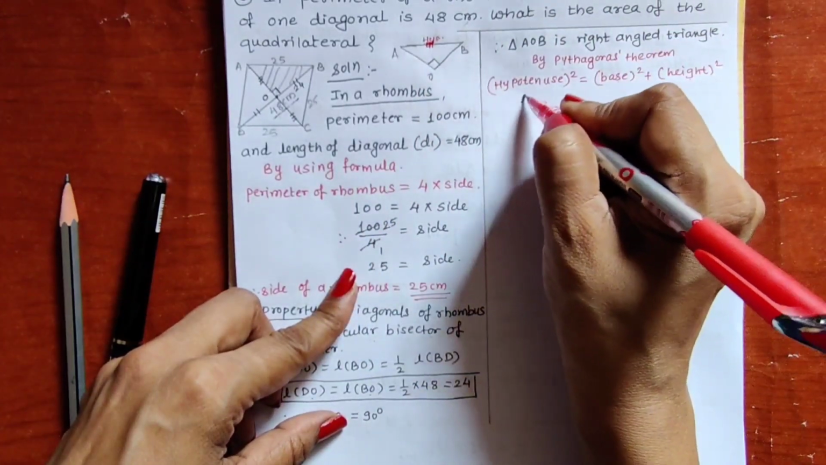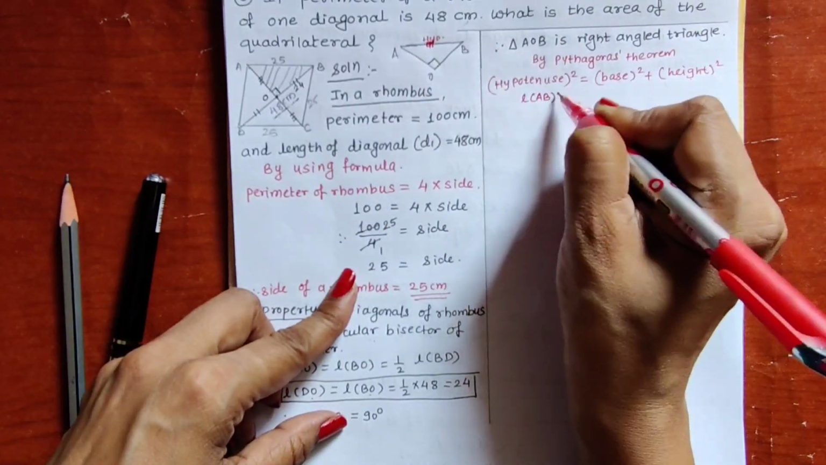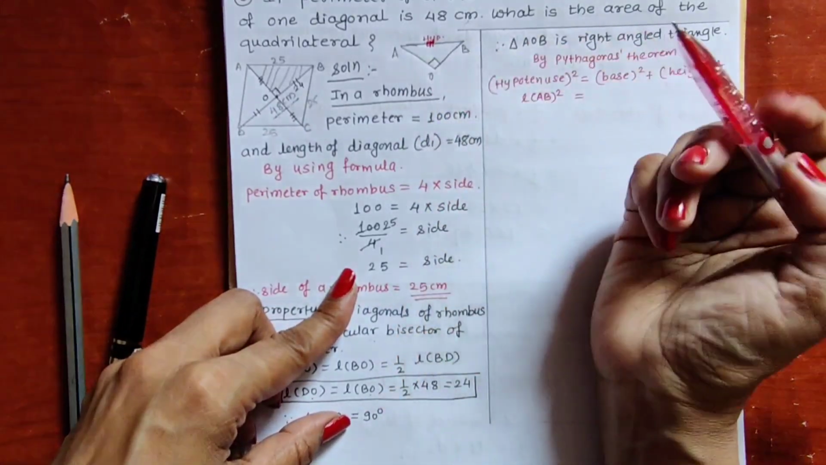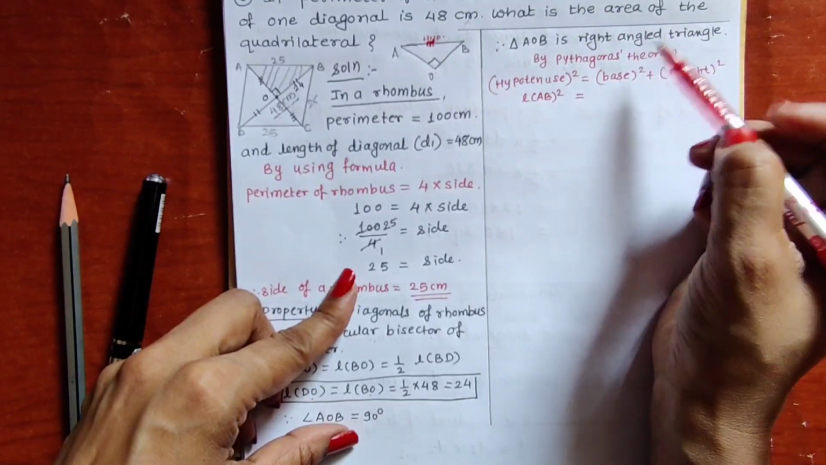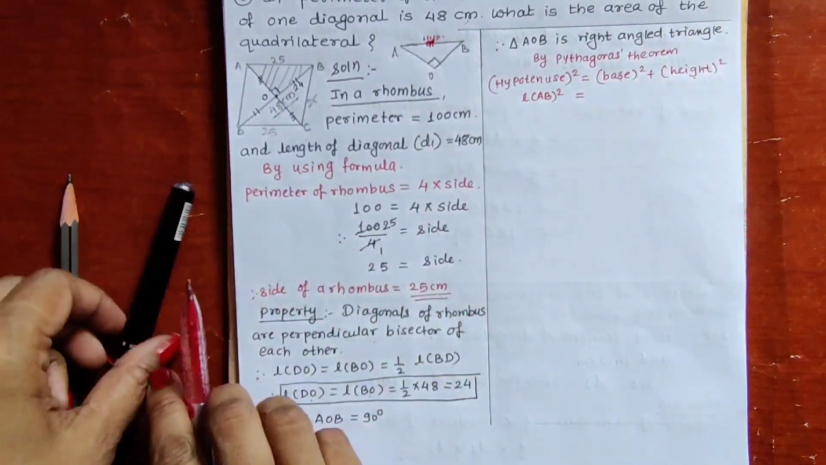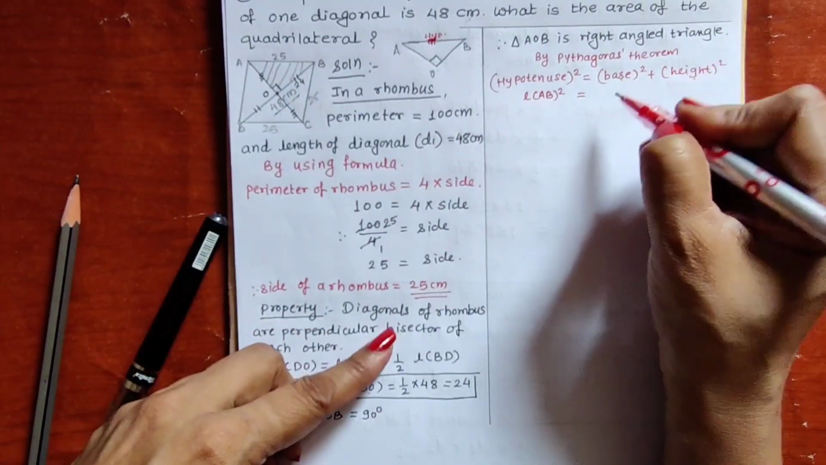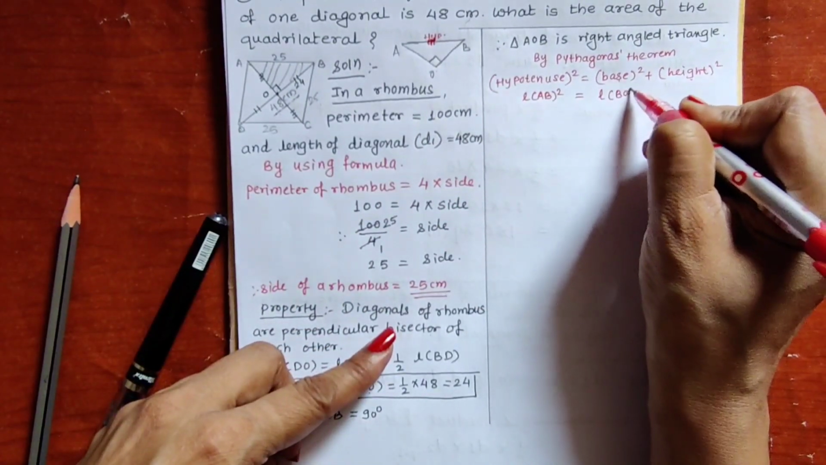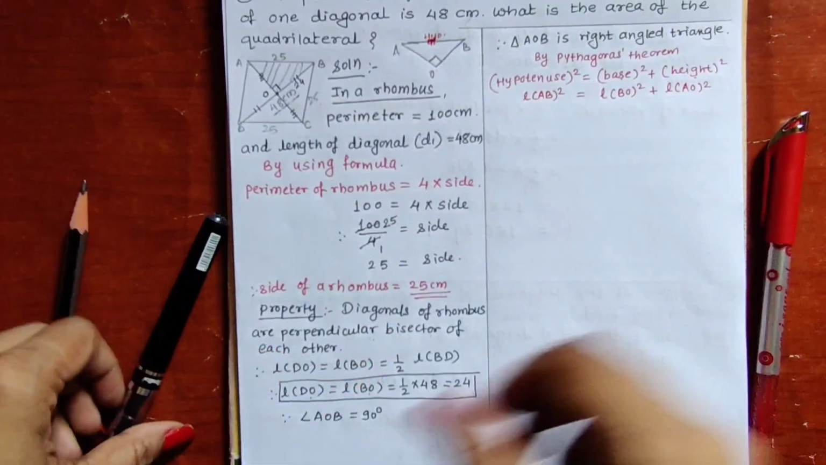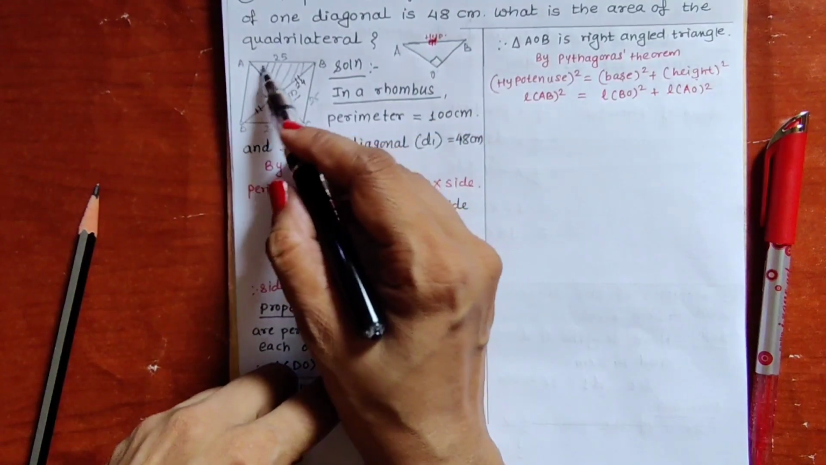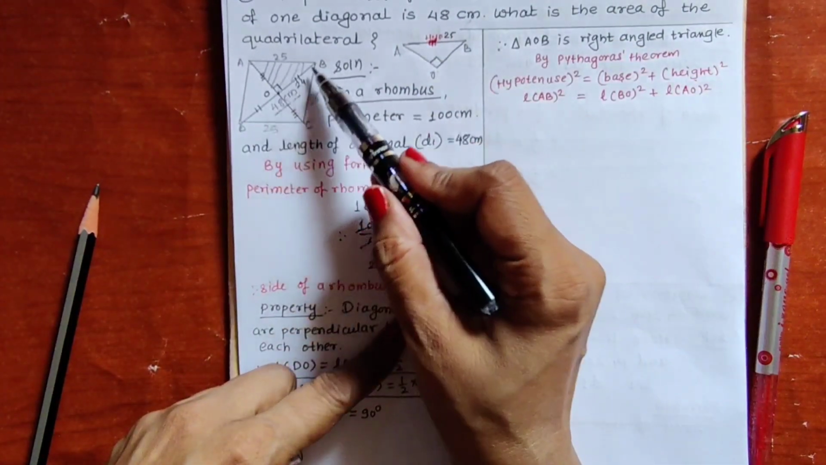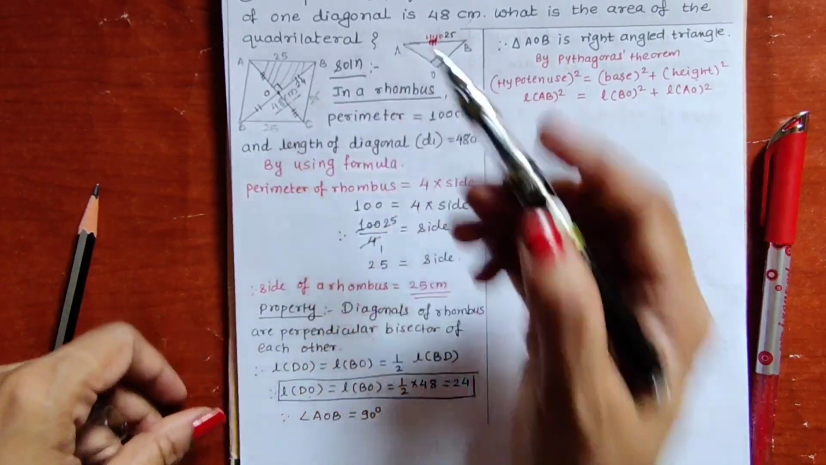So length AB square is equal to base square plus height square. One side can be taken as base and the other side can be taken as height. Otherwise you can write one side square plus other side square also. It is one and the same thing. So I can take BO as base and AO as height. Now we will be substituting the values. AB is known to us, it is 25.